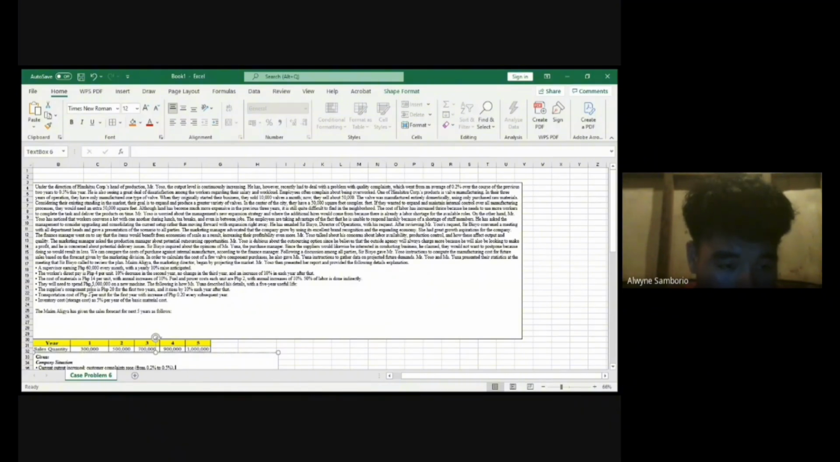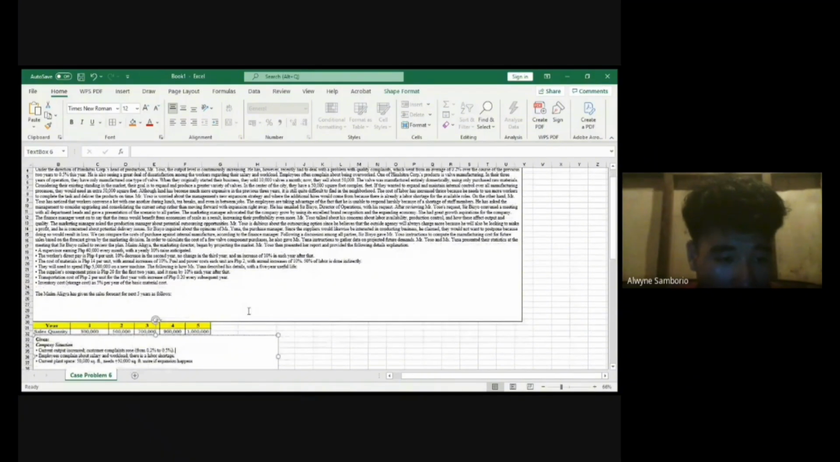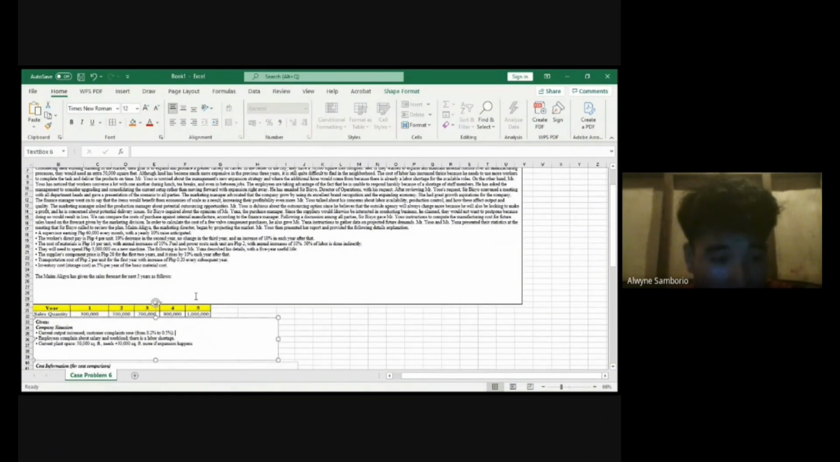The supplier component price is 20 pesos for the first 2 years and it rises by 10% each year after that. Transportation cost is 2 pesos per unit for the first year with an increase of 0.2 pesos every subsequent year. Inventory cost is 5% per year of the basic material cost. Then Ma'am Alegria has given the sales forecast for the next 5 years as follows. For the first year, that's a 300,000 sales quantity. The second year, 500,000, 700,000 for the third year, 900,000 for the fourth year, and 1 million for the fifth year.